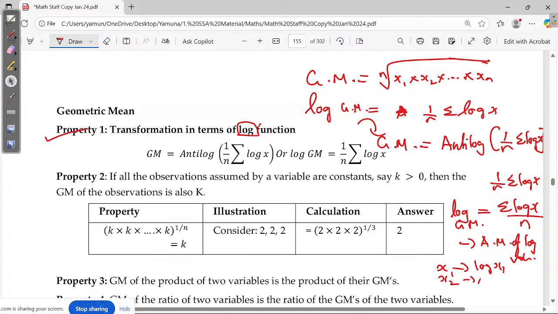For x2 you find log x2. For xn you find log xn. Add everything, which is summation, divide by n. So if you want, you can make a note of it. So log of geometric mean is equal to average of logarithmic value of x. Yes, please make a note of it.